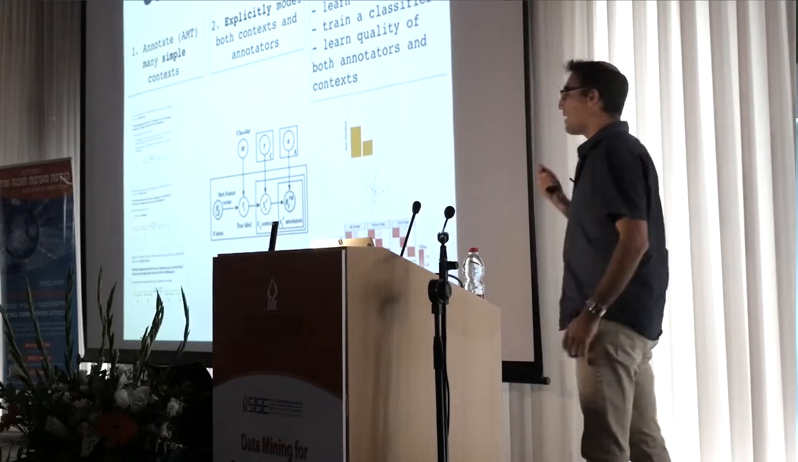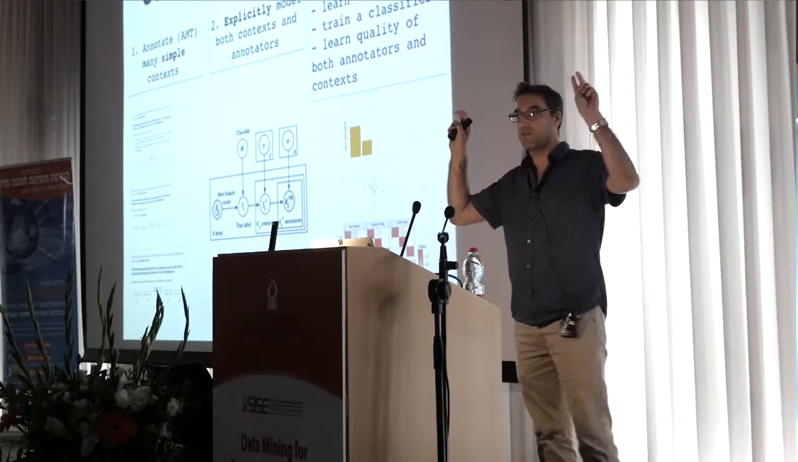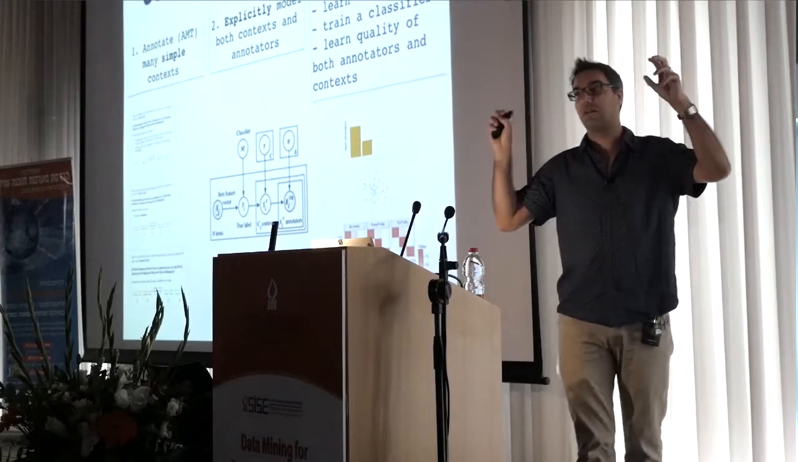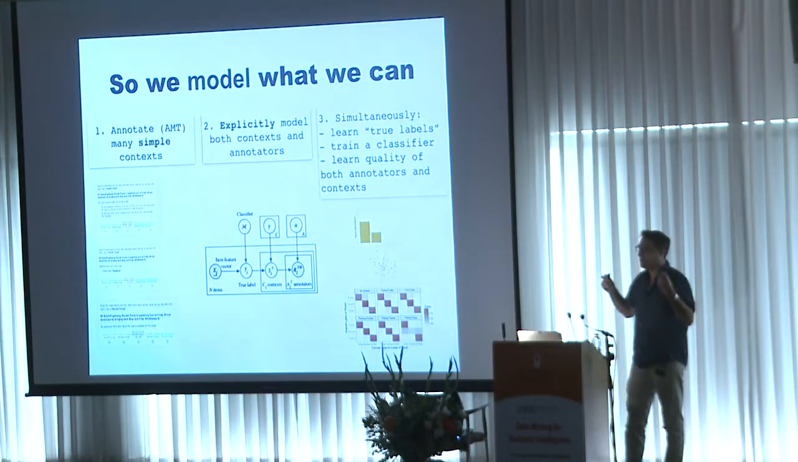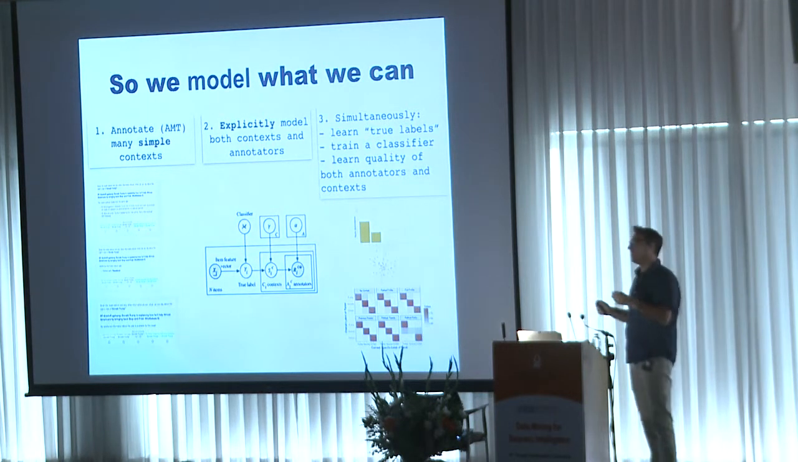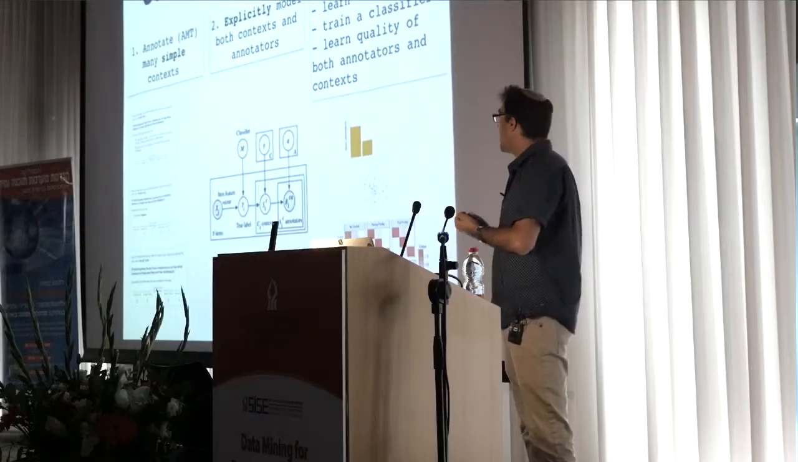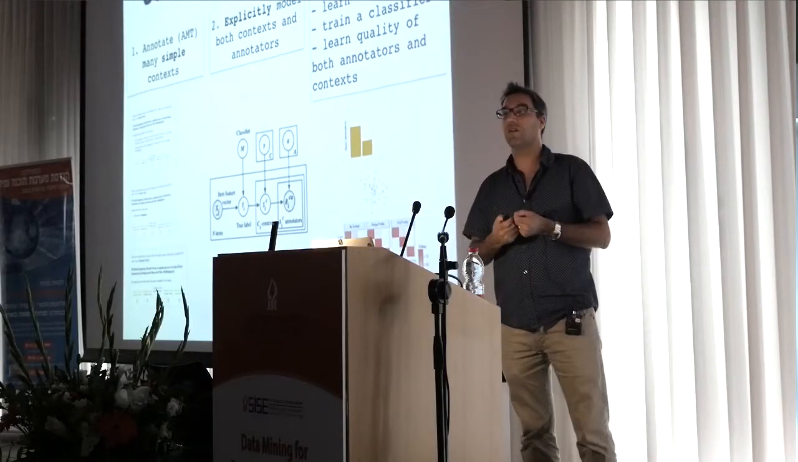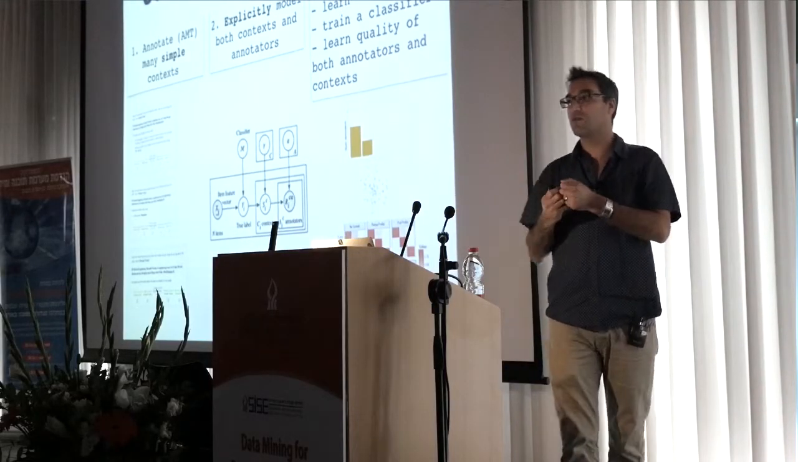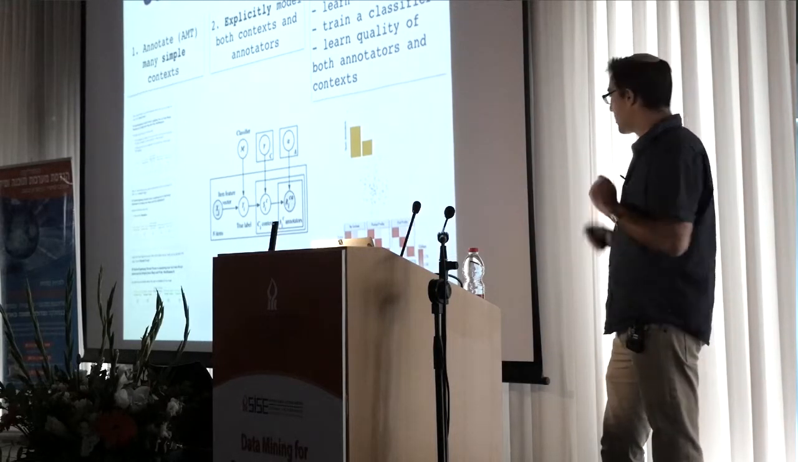And then we're simultaneously going to learn 2 things, basically. We're going to learn the true label, and this is in parentheses because the true labels are kind of an estimation of the true labels. We'll see how we do that. And we're going to learn also, sort of as a side effect, we're going to train a classifier. And we're also going to learn the quality of the annotations and context, or not the quality, maybe the bias of each annotator and each context.